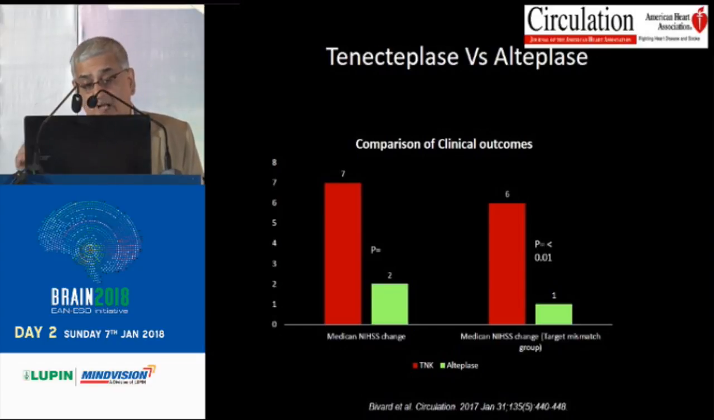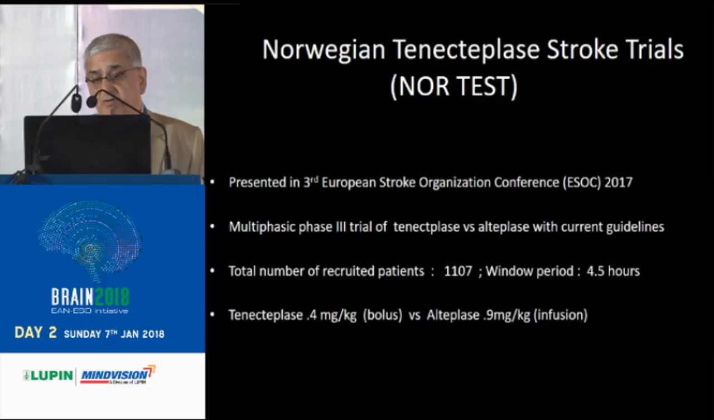So the last important trial, which was published in the European conference early this year, was again a Norwegian tenecteplase stroke trial. It's called NOR-TEST, and it was a multi-phase phase 3 trial where tenecteplase was compared upfront with TPA, and the total number of recruited patients was 1107, and the window period was 4.5 hours. So it mimicked TPA as closely as possible. And tenecteplase was given at 0.4 milligrams, alteplase 0.9 milligrams.